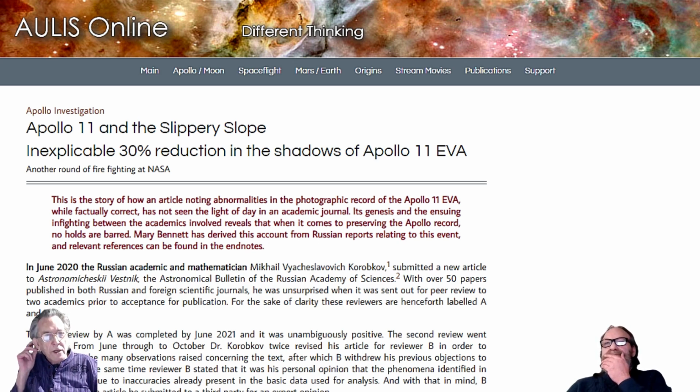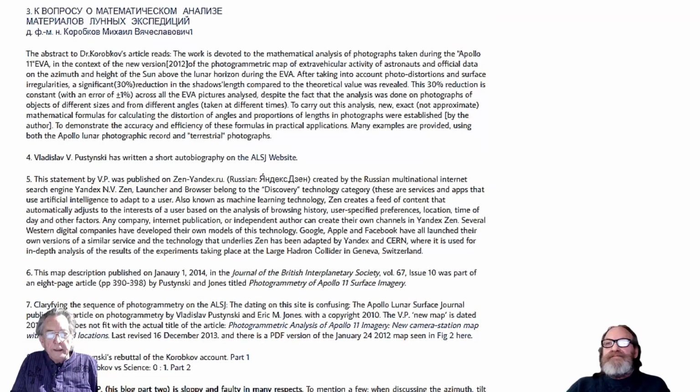Now, one of the great advantages that ALICE has is they have a native Russian speaker that they can go to who can do the translations for them. So you've got the Russian academic and mathematician Mikhail Vlaskovich Korokov, in the Astronomical Bulletin of the Russian Academy of Sciences. Now, that's quite a prestigious organization. We get on to the references at the end.